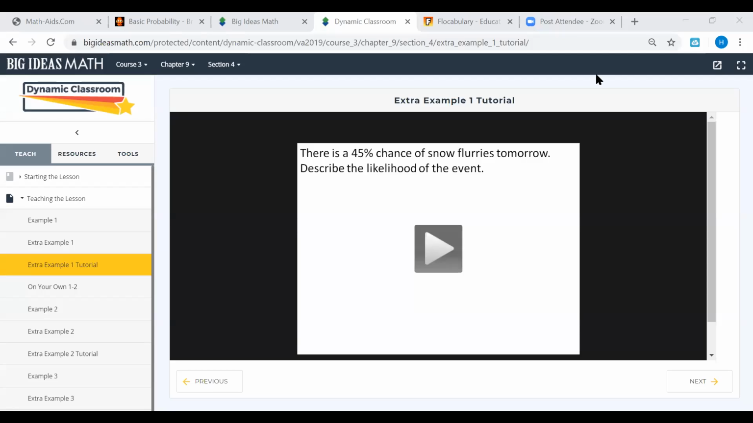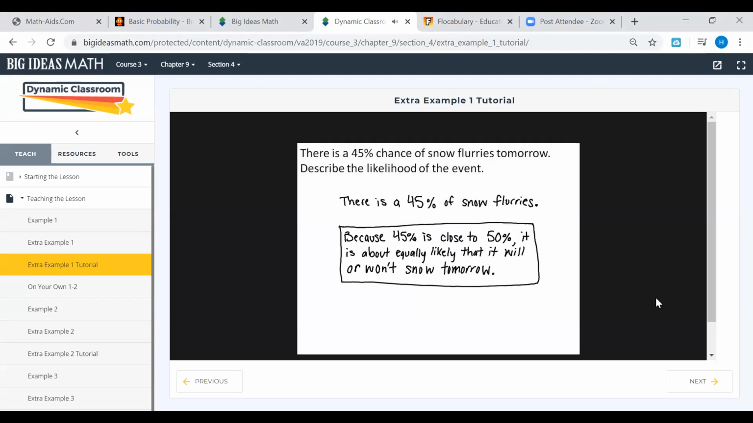I'm going to show you the extra example tutorial for 1 and 2. So this is extra example 1 tutorial. There is a 45% chance of snow flurries tomorrow. Describe the likelihood of the event. There is a 45% chance of snow flurries. Because 45% is close to 50%, it is about equally likely that it will or won't snow tomorrow.